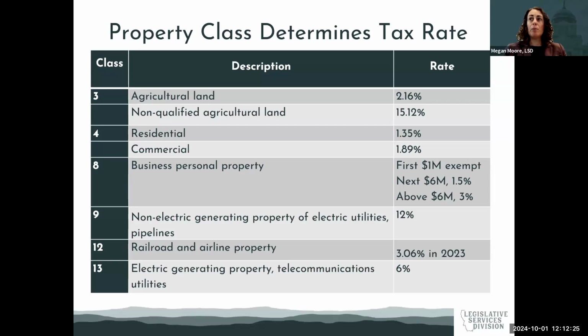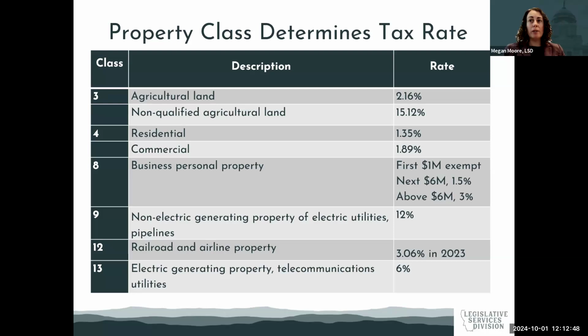Also, business personal property is exempt for many taxpayers. The first $1 million is exempt from taxation, and then the next amount, between 1 million and less than 6 million, is taxed at 1.5%. And then finally, above 6 million is taxed at 3%.